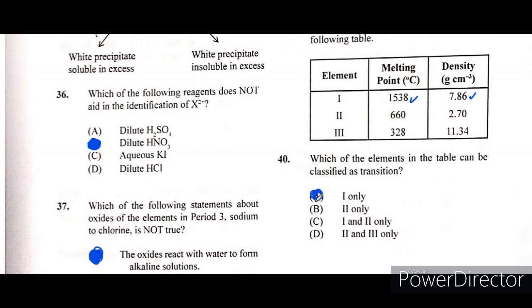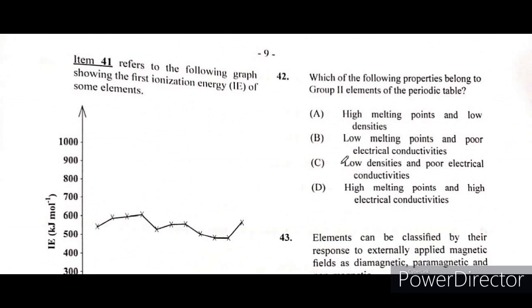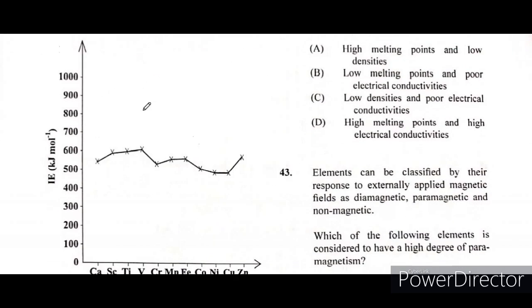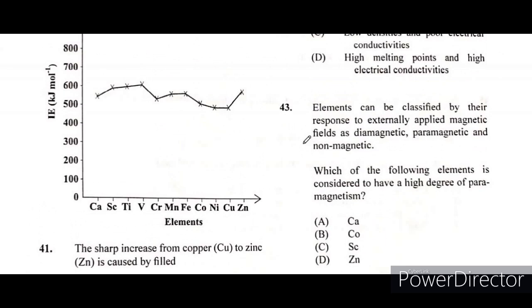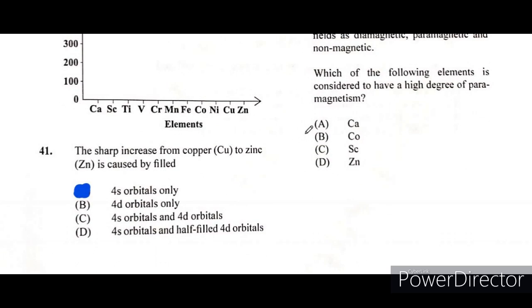Now 41 refers to the following graph showing the first ionization energy of some elements. Now the sharp increase from copper to zinc is caused by a filled 4s orbital. Remember that copper only has 1 electron in its 4s. So when you get to zinc, it now has the 2 electrons in its 4s.